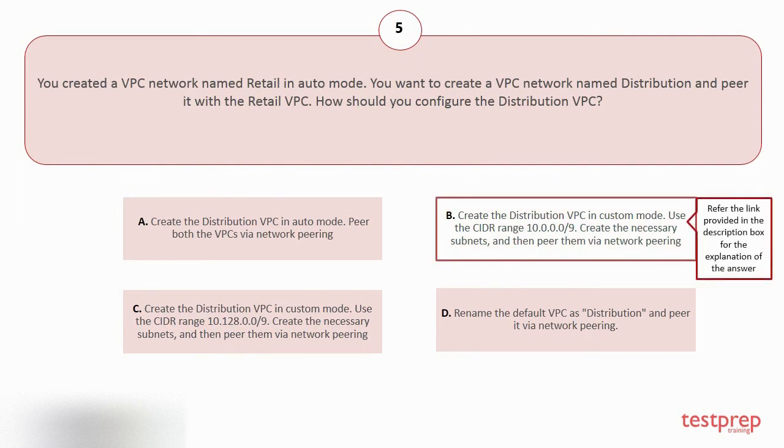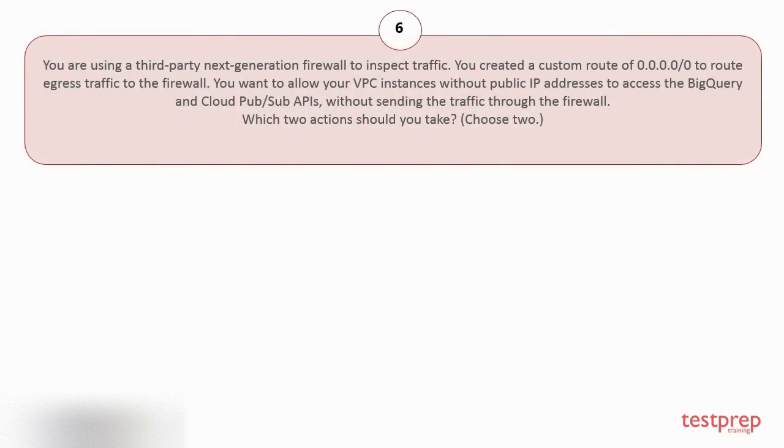The correct answer is option B. Question number 6. You are using a third-party next-generation firewall to inspect traffic. You created a custom route of the following to route egress traffic to the firewall. You want to allow your VPC instances without public IP addresses to access the BigQuery and Cloud Pub/Sub APIs without sending the traffic through the firewall. Which 2 actions should you take?